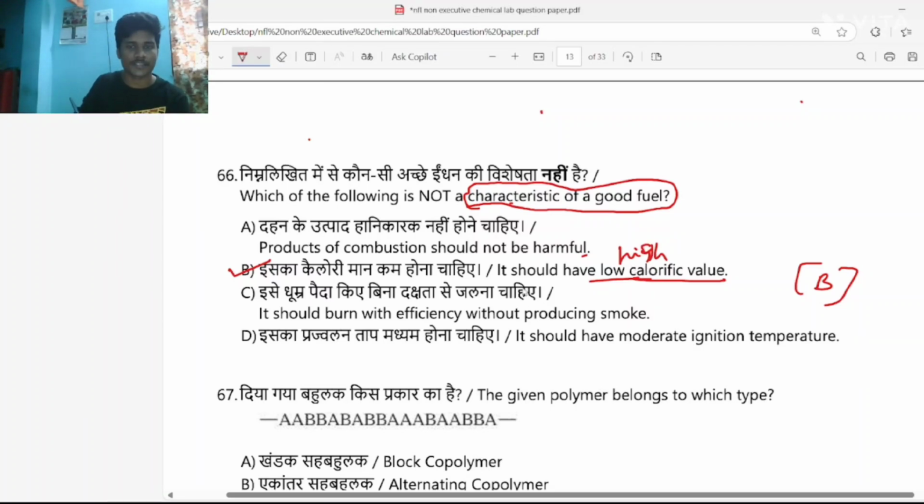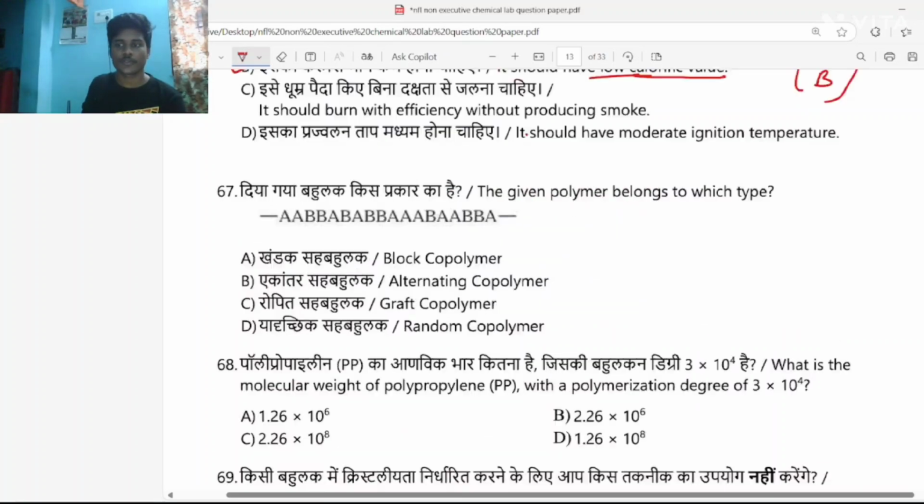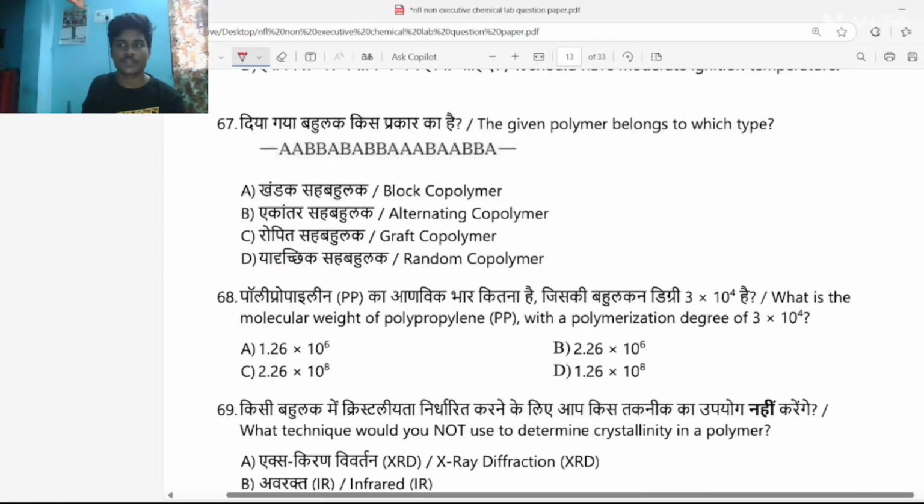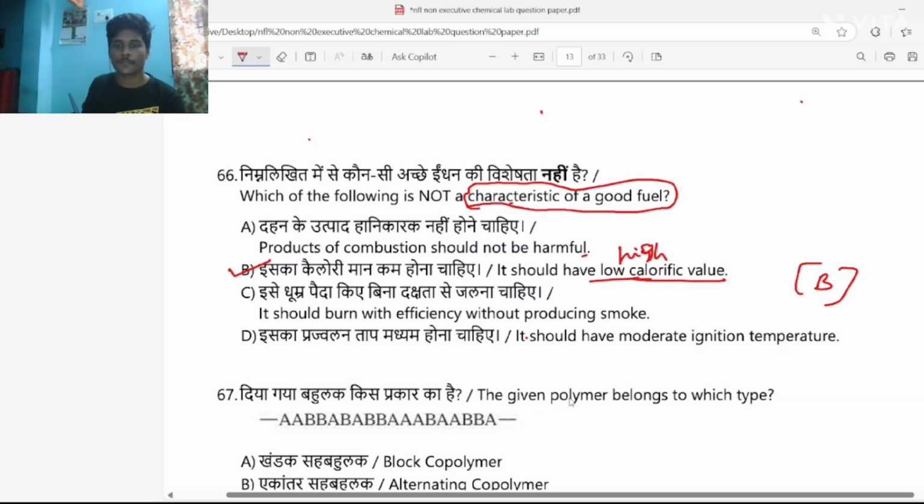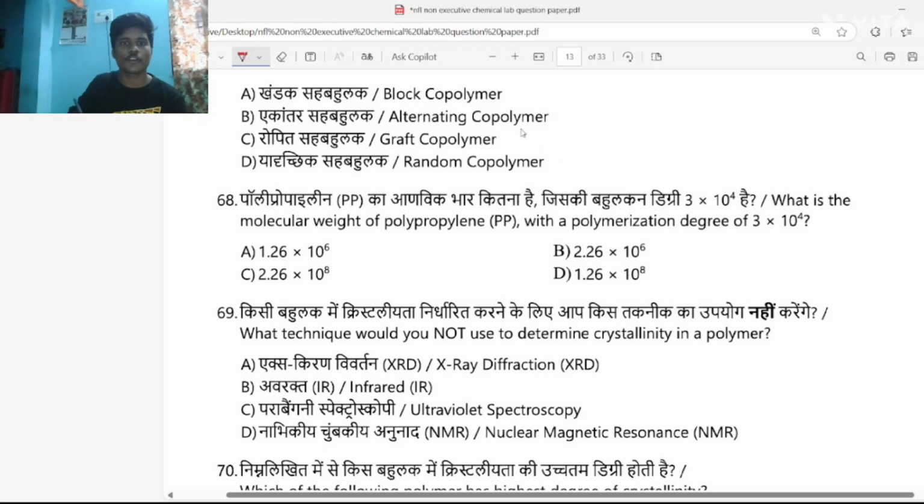Next question is 67. The given polymer belongs to which type? Here a polymer is given. It is linked like A B B A B A B B A, something like that. The options are block copolymer, alternating copolymer, graft copolymer and random copolymer. Option D. It is a random copolymer because all monomers are very randomly attached. And next question 68, right?